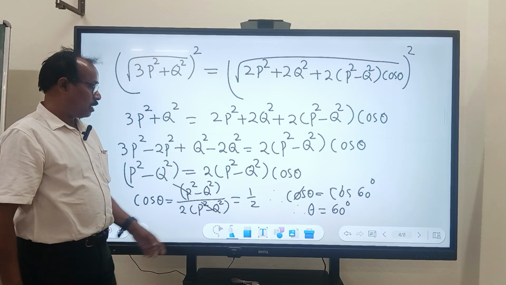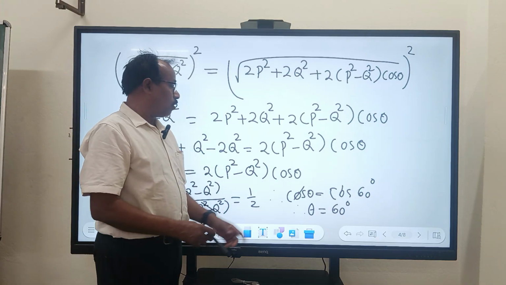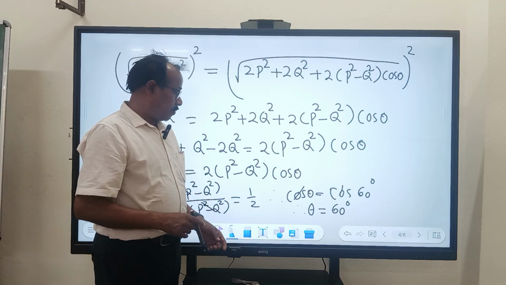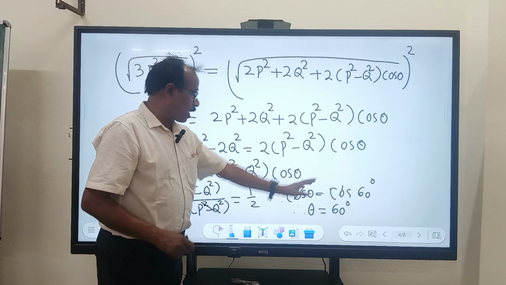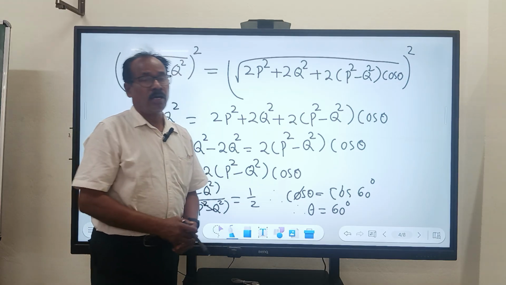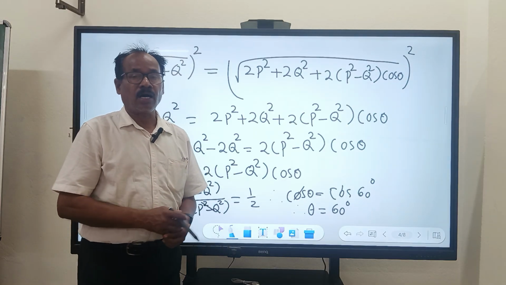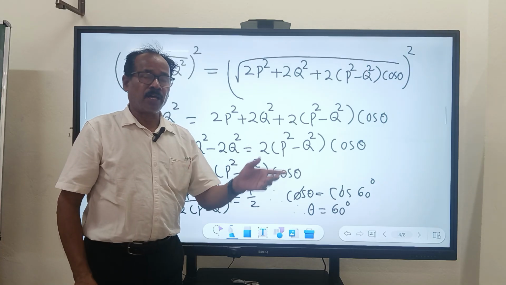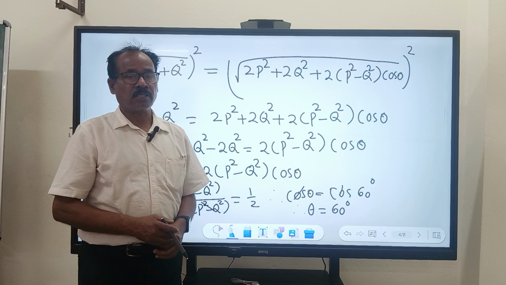You know that cos theta is equal to cos 60. Cos 60 is equal to half. Therefore, cos cancels, and theta is equal to 60 degree. This is the required angle between the two forces, P plus Q and P minus Q.